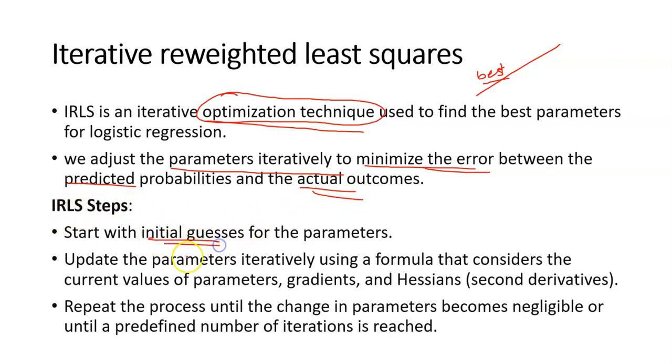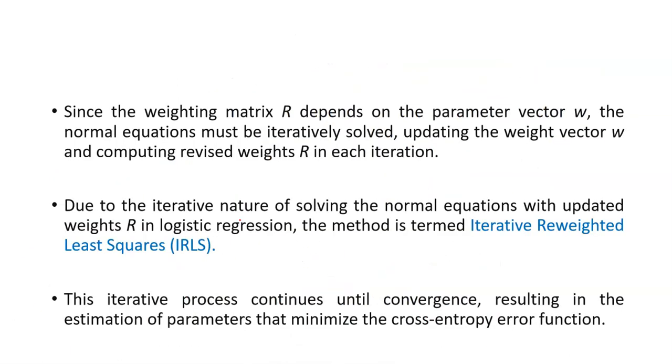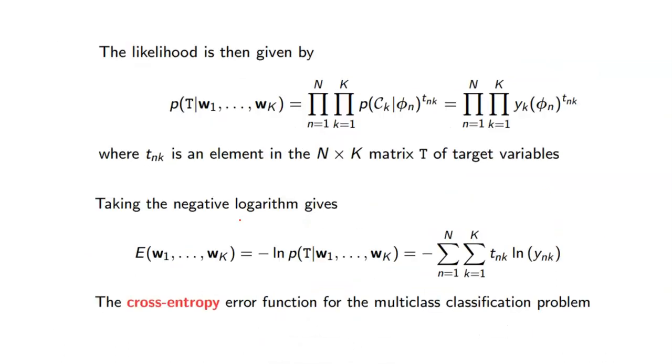We will start with an initial guess and update the parameters iteratively using formulas of gradients and Hessian. It will take some more mathematical concepts, so let us not deep dive into it. We'll update the parameters iteratively using these formulas and repeat the process until we get appropriate results. So it is similar to the gradient descent used for optimization. These are some of the formulas used to get an optimal decision boundary.